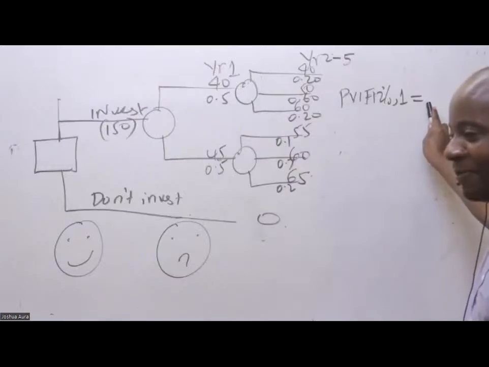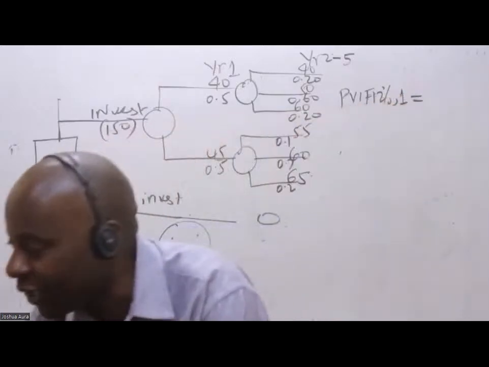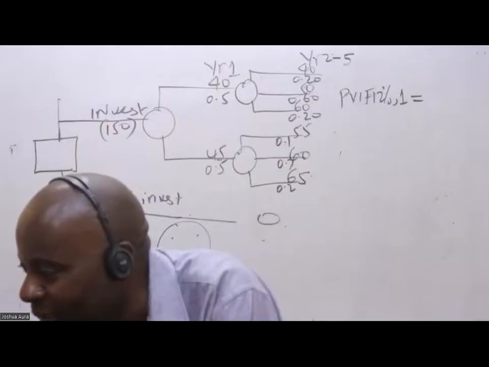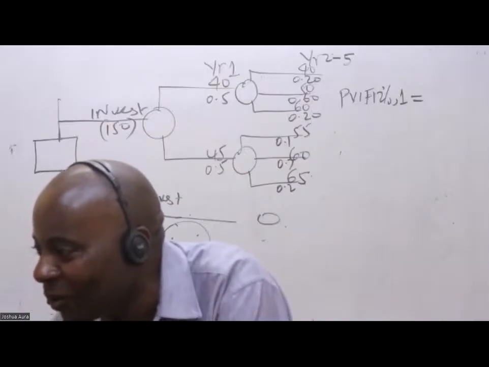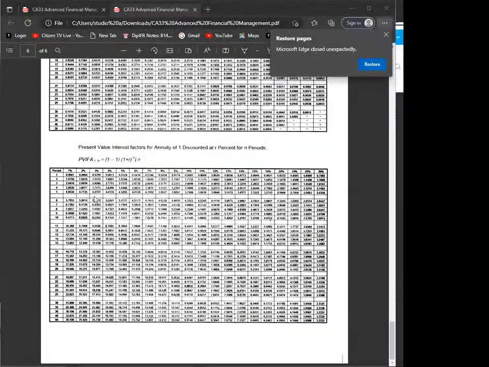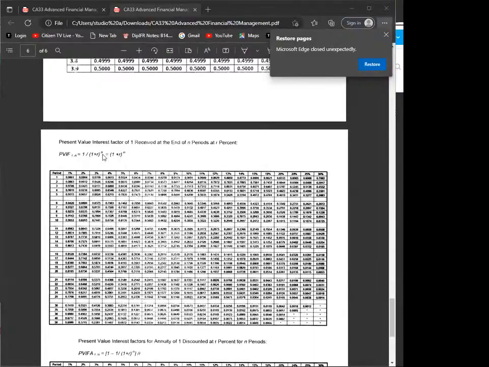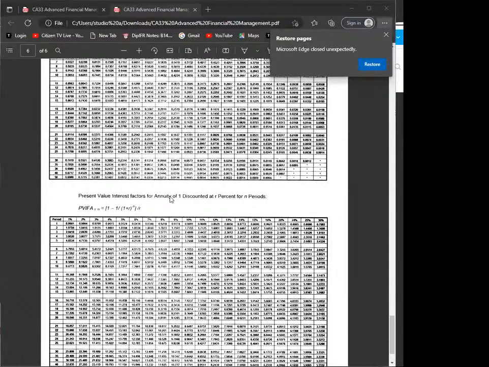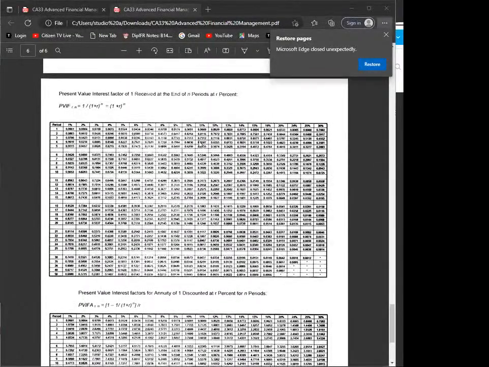What do we have there, somebody? Could you kindly go to your PV tables? Don't use 10%. There are students who are so much used to 10%. I've never understood why. So in this case here, we have present value interest factor end of year 1. 12% year 1, 0.8829. Don't use the one of annuity here, although for year 1 it will be the same.